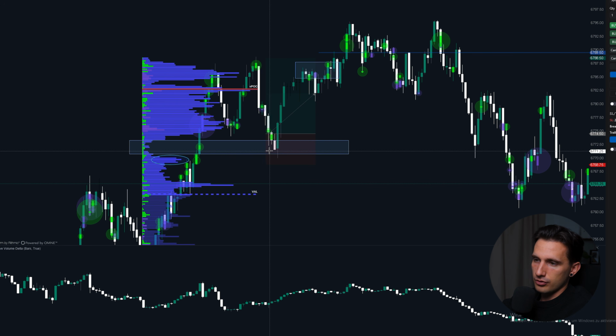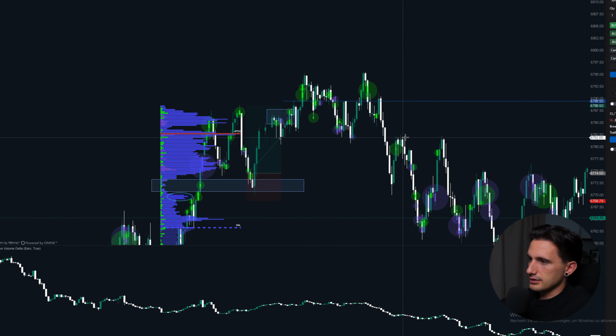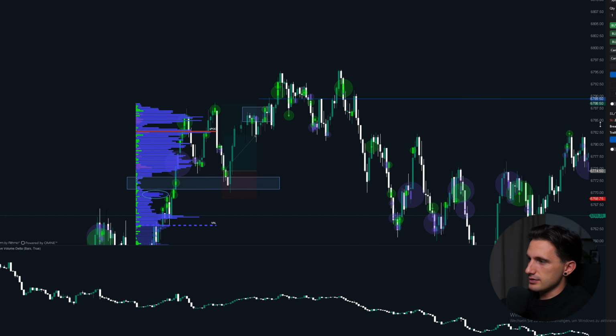I'm only looking for confirmations with order flow. When you want me to show you this with footprint charts as well, then leave a comment down below, let me know, and I will put in the effort to make a video about that. So I will show you another example and then we wrap this up.